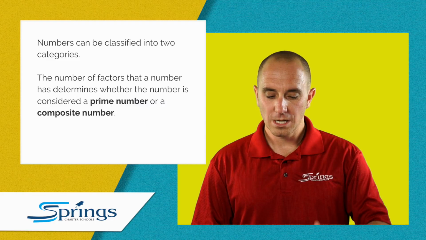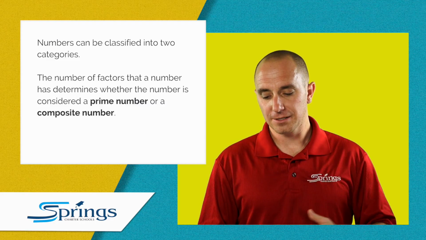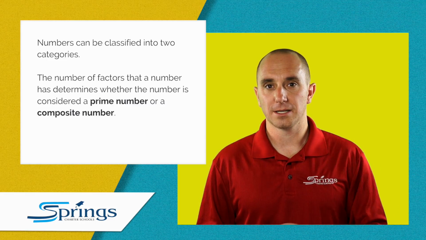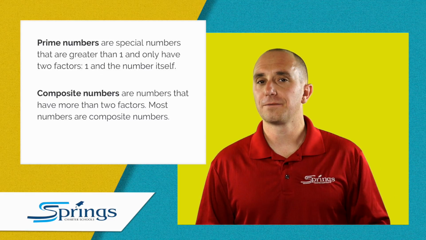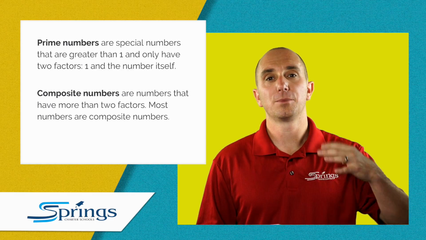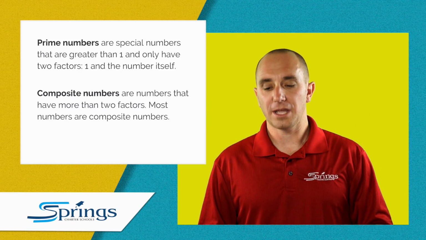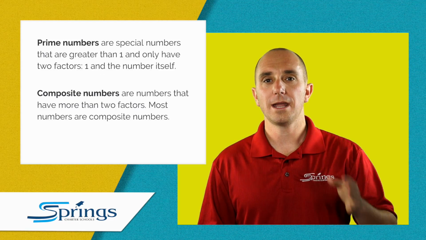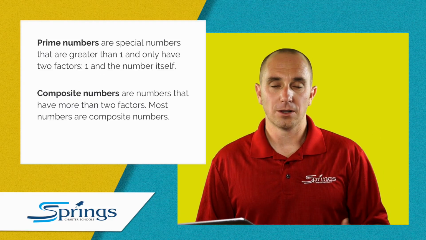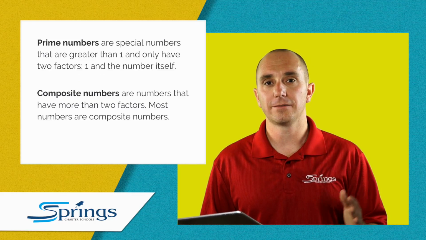Okay, numbers can be classified into two different categories. The number of factors that a number has determines whether it's prime or composite. So let's look at those two definitions and figure out the difference between them. Prime numbers are special numbers that are greater than 1, but they only have two factors, 1 and the number itself. An example would be 3. Only 1 and 3 go into the number 3. Nothing else goes into it evenly.